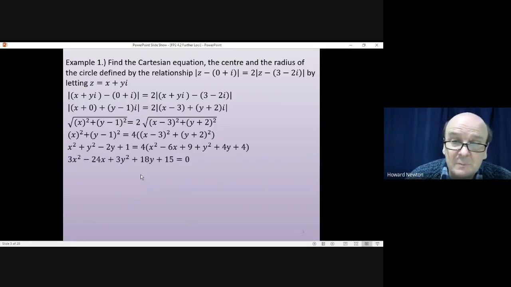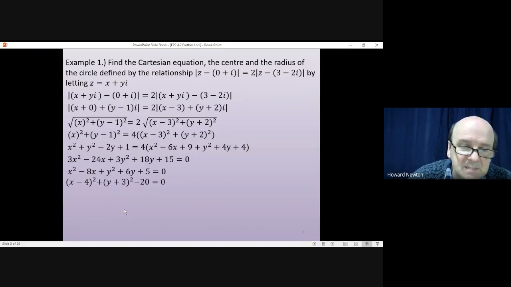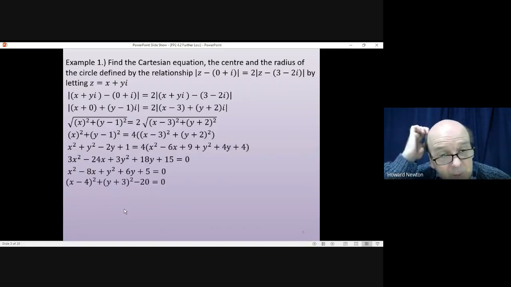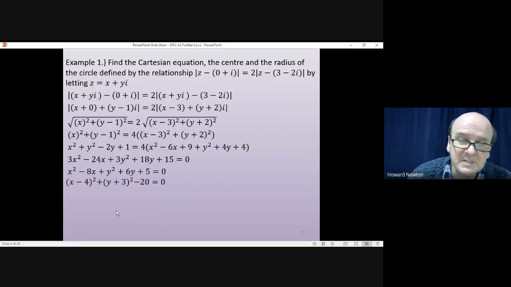Now, all of those terms are multiples of 3. So the easiest thing to do at this point is divide by 3. And the equation simplifies to that. The standard form for a circle, we'd factorize these pairs to get something like that: x minus 4 squared plus y plus 3 squared minus 20 equals 0. And the standard form for a circle has the minus 20 on the other side of the equal sign.